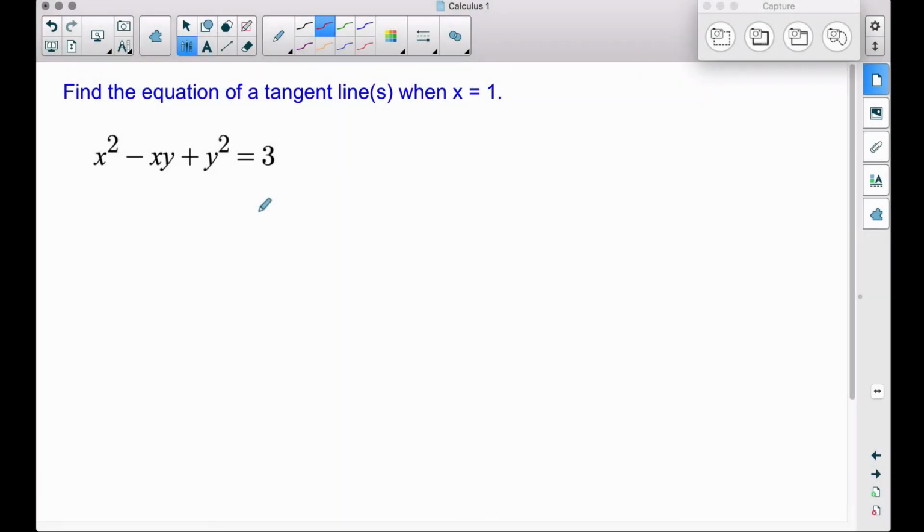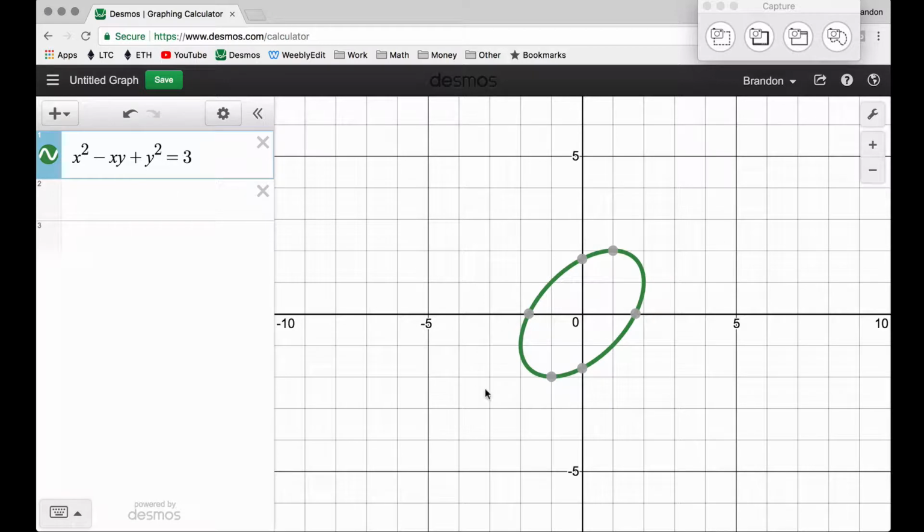In this video, we're going to find the equation of a tangent line or lines when x is equal to 1. And we have this curve given down here, and it is given to us implicitly. We have some x's and y's all mixed together. This is a good indicator that you're going to need to use implicit differentiation. Now, here's what this curve looks like.